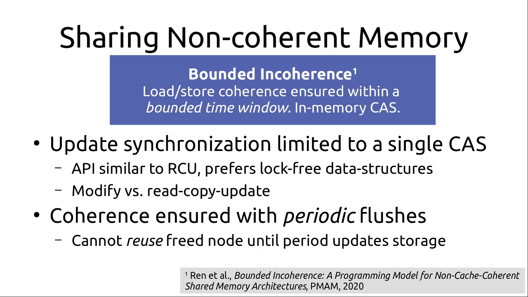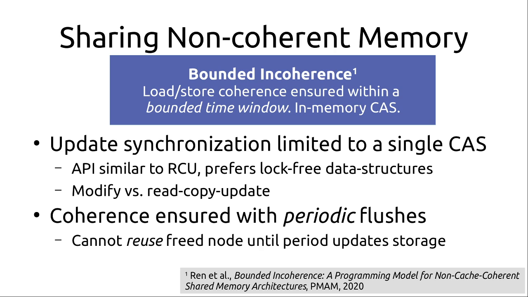So the high level of how we do this, and I'm not going to go into all the details here, is that we use a system that we call bounded incoherence. So when we want to share non-coherent memory, as is default for a lot of the operating system's data structures, we need to have load store coherence that is ensured within a bounded window of time. This is to say that I might have a non-coherent cache for a certain period of time, but after that amount of time, I can be guaranteed that it will be updated to a coherent value with what's in memory. So that's where this bounded incoherence comes in. We also assume that there happens to be an in-memory cache operation that we can leverage.